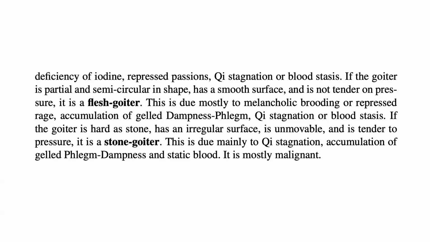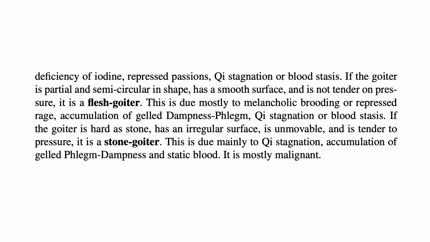If the goiter is partial and semicircular in shape, has a smooth surface and is not tender on pressure, it is a flesh goiter. It is due mostly to melancholic brooding or repressed rage, accumulation of dampness and phlegm, chi stagnation, or blood stasis.